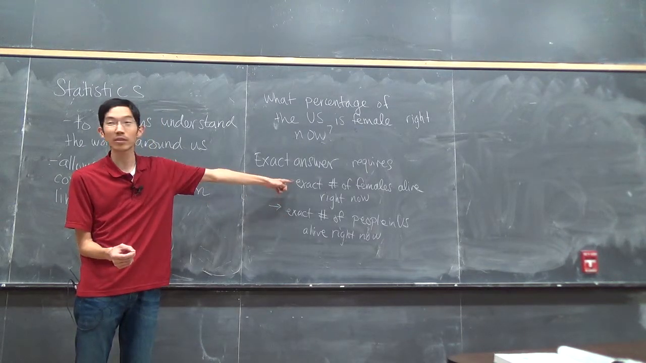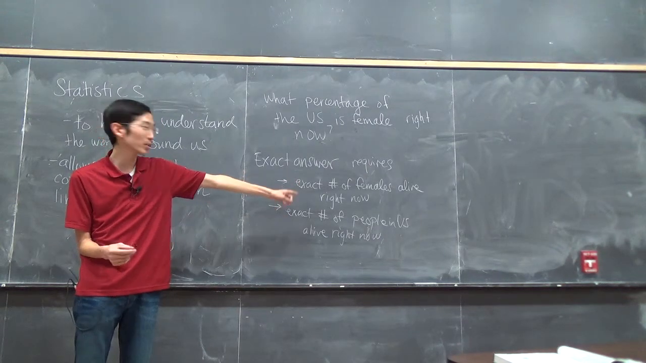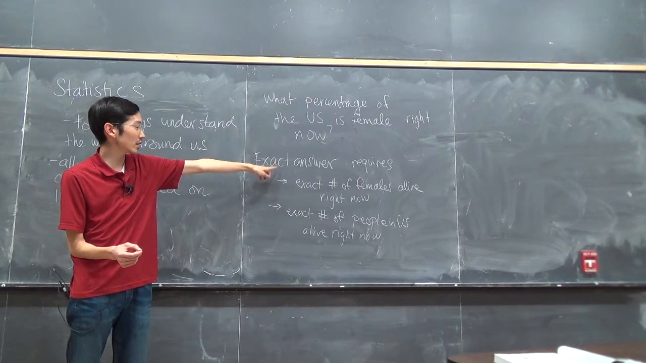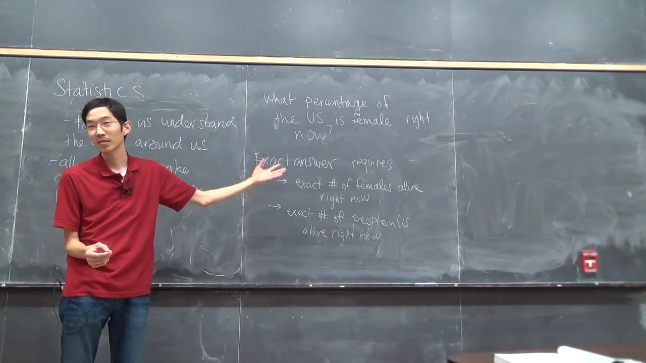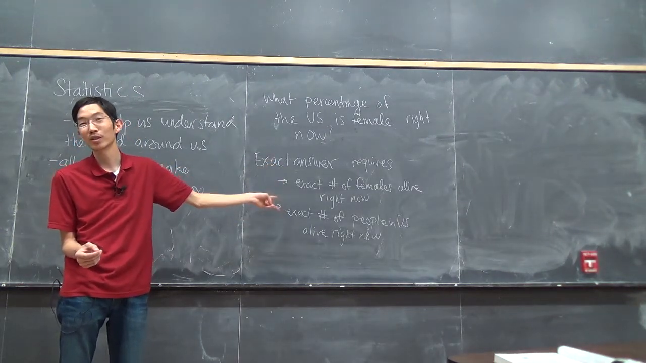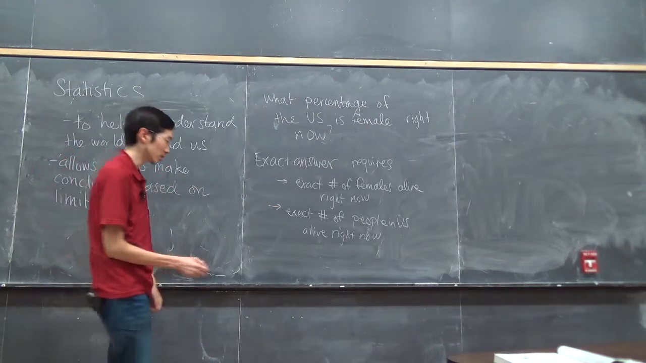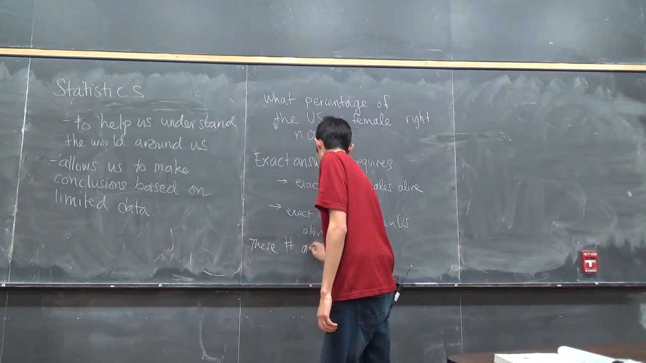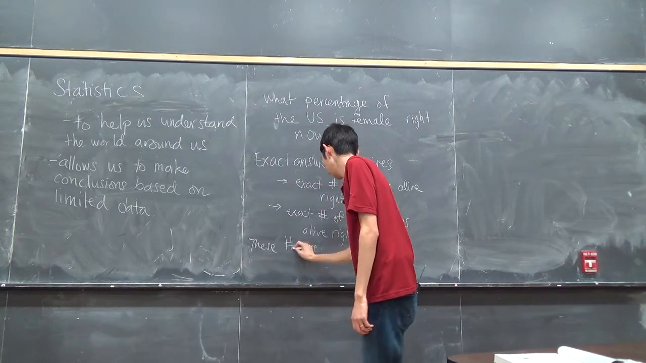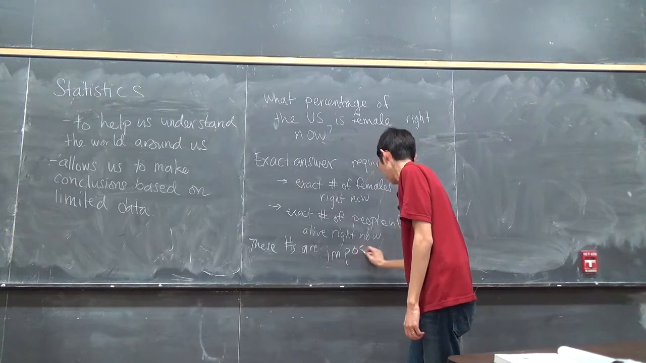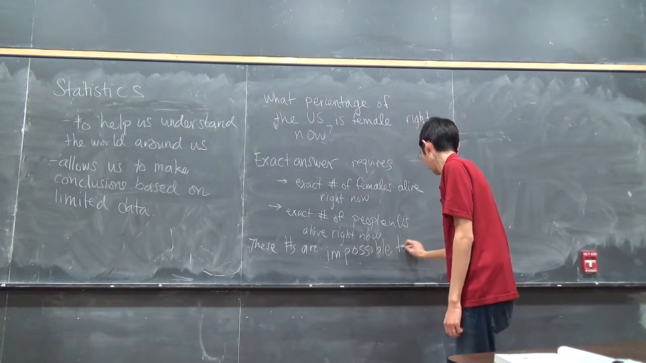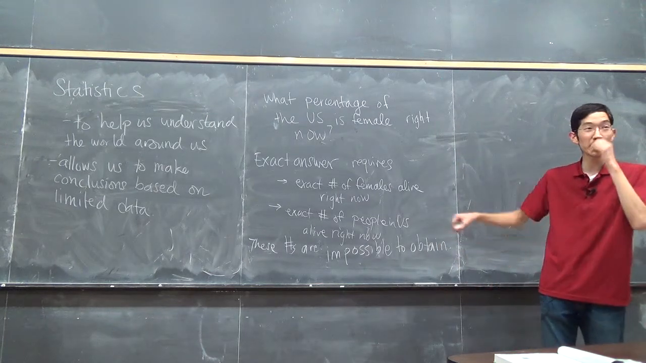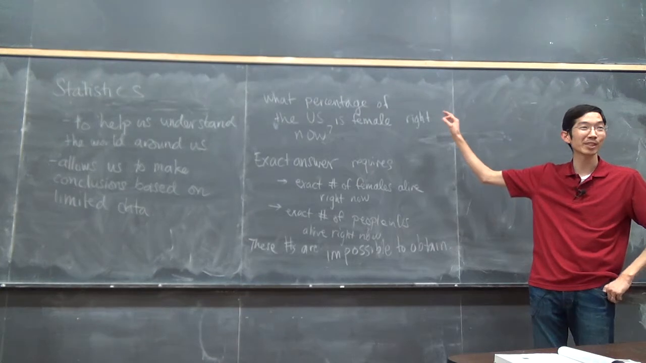And then there's also no way to get this exact number, okay? But if we wanted to answer this question, an exact answer would require both of these pieces of information, impossible for us to obtain, okay? These numbers are impossible to obtain.